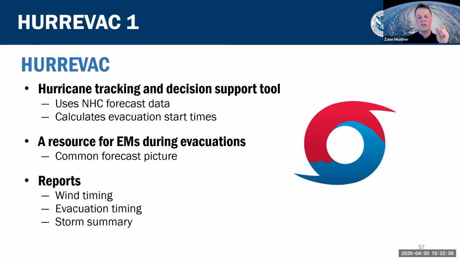And then it gives users the ability to integrate that information with hurricane evacuation study information to inform time-bound, risk-informed decisions. The hurricane evacuation study information that is most accessible in HRVAC is hurricane evacuation clearance times, as well as hurricane evacuation zones. This provides emergency managers a common forecast picture, a common operating picture on which they can base evacuation decisions. It also produces wind timing, evacuation timing, and storm summary reports that can be used to inform your decision-making, as well as give out situational awareness reports and briefs to your team and your leadership.